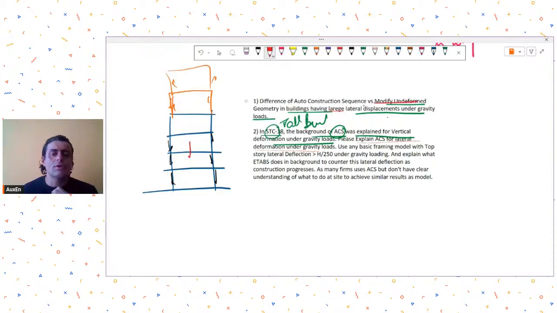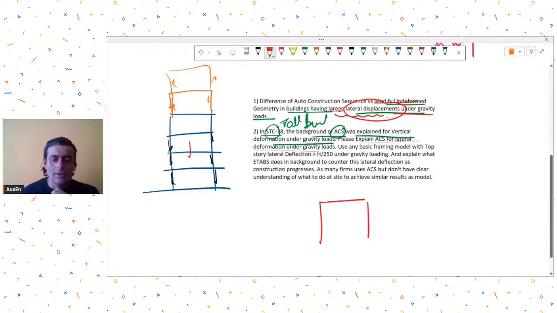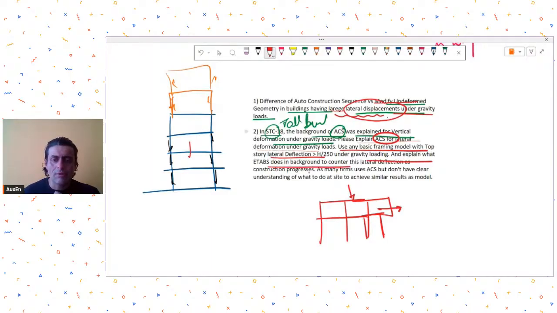Now he's saying if your structure has such a configuration that there are large lateral displacements under gravity loads, so there might be unsymmetries, or situations where the structure under the effect of gravity load is having lateral deformations. Over there he is asking for the auto construction sequence. Use any basic framing model with a top story drift and explain what ETABS does in the background to counter this lateral deflection as construction progresses, as many firms use auto construction sequence but don't have a clear understanding of what to do at site to achieve similar results as the model.